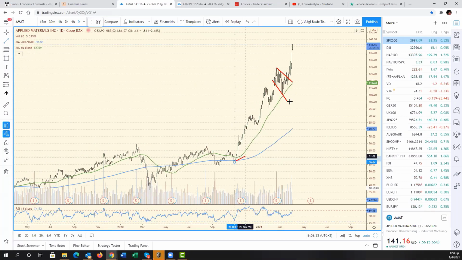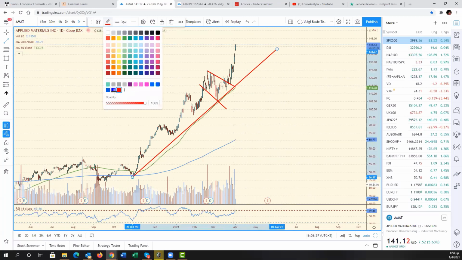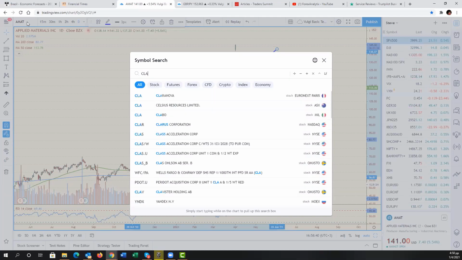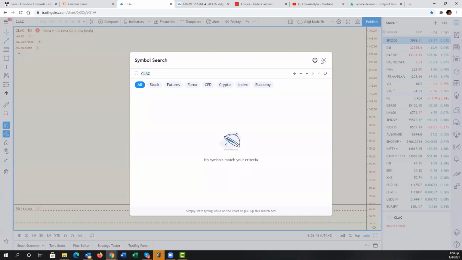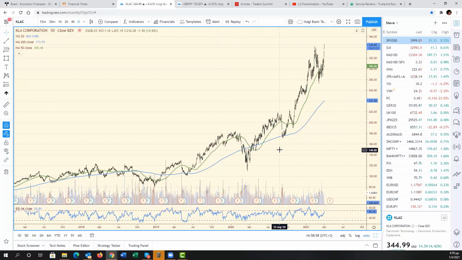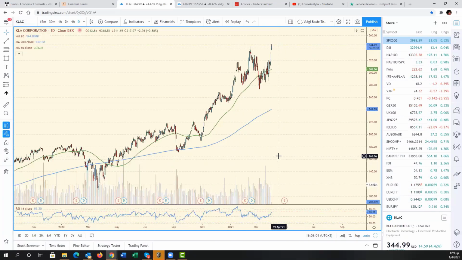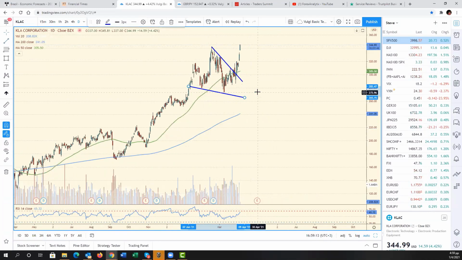You can't. By the way, it's CLAC, not CA. KLAC, it used to be KLA-Tencor. Okay, KLAC. There's also KLIC, which is something else. What kind of company is this? Semiconductor industry stocks, same as Applied Materials, MXIM, all that stuff.